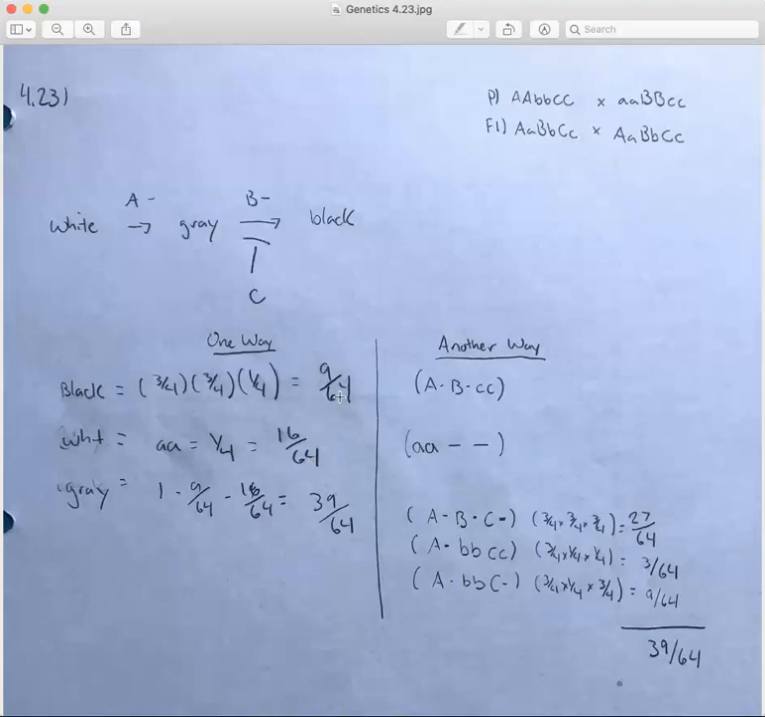So 9/64 black, 16/64 white, and then we know that the rest of them then have to be gray. So we can just do 1 minus 9/64 minus 16/64 equals 39/64.